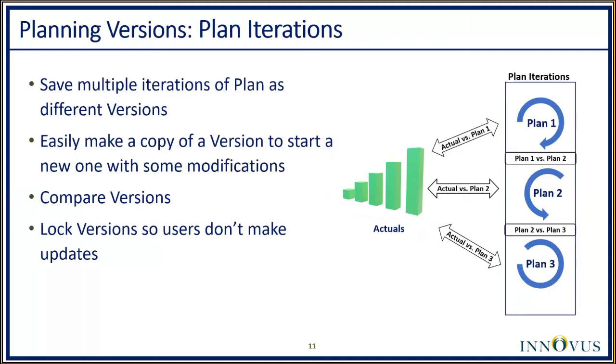And then once you finalize an iteration, it can be saved off as a final version and locked so no one can make any changes to it.